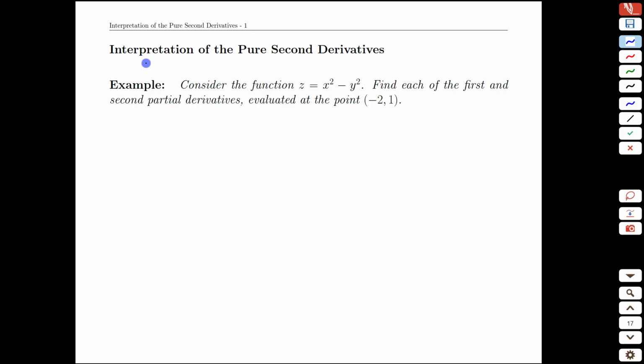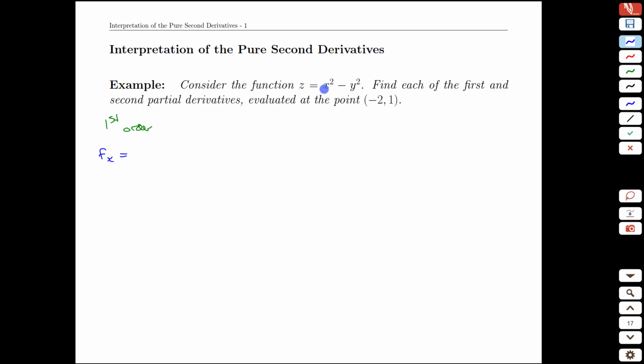In this video, we're going to focus on interpreting the derivatives that we've now found, the higher order derivatives. We're going to start with a function, z equals x squared minus y squared, and we're going to find both the first and the second partial derivatives evaluated at a single point. So we'll start with the first order, and that would be the partial derivatives with respect to x and with respect to y. I'll write them in this subscript notation here.